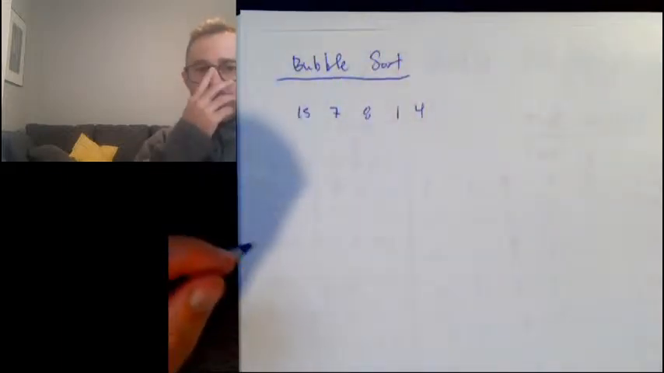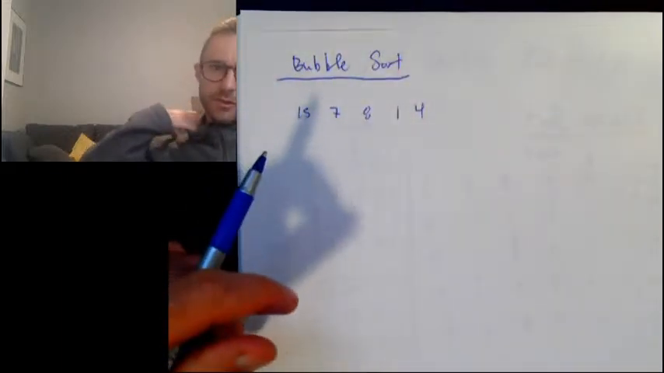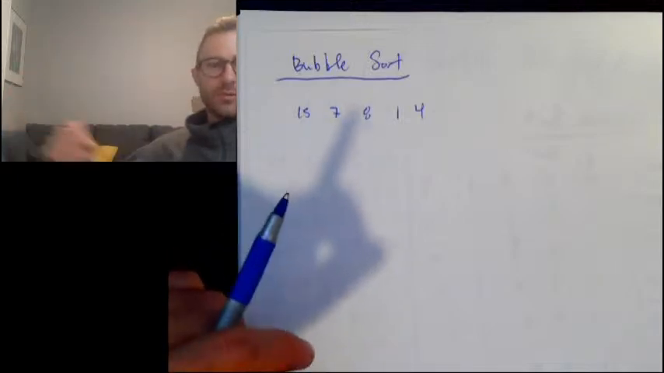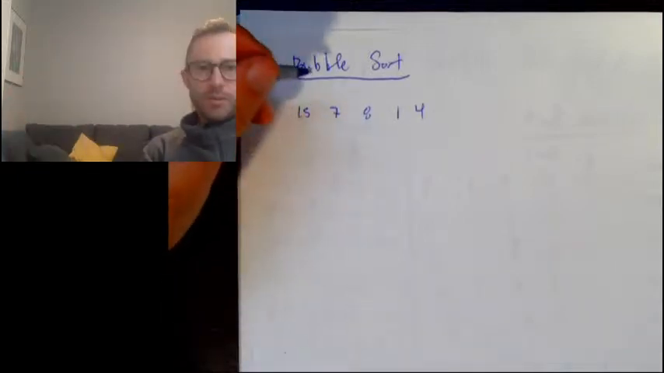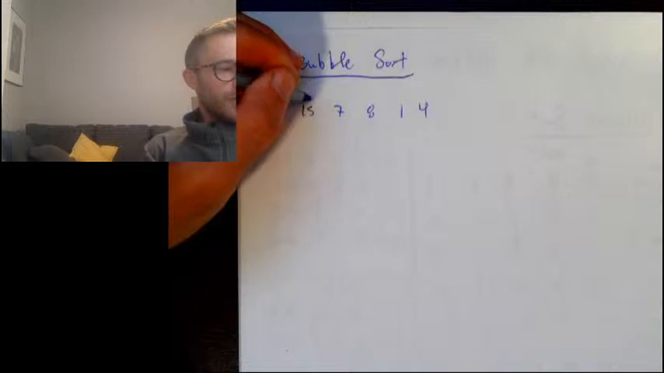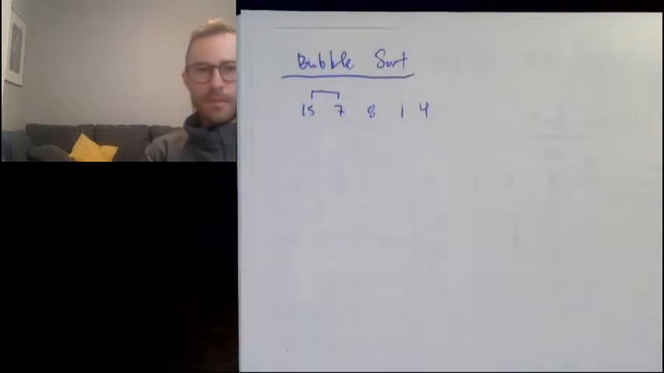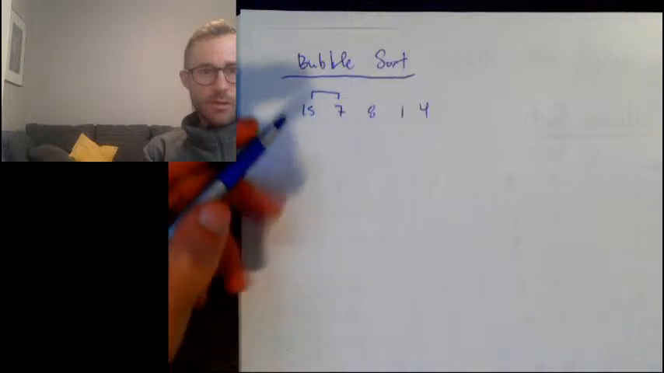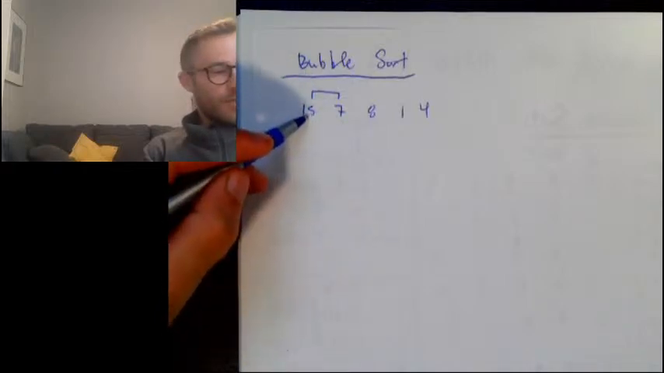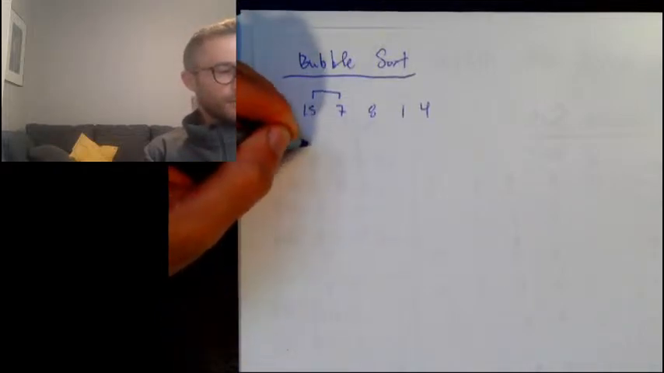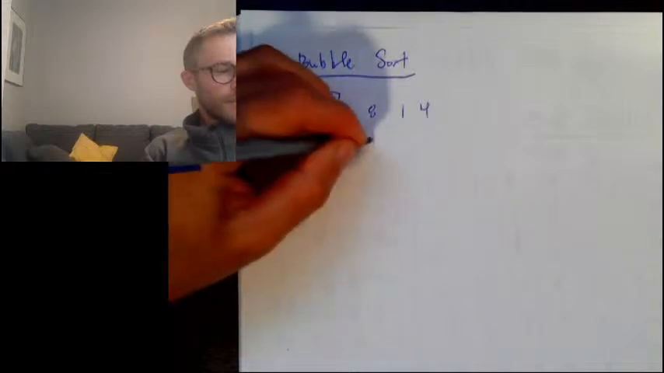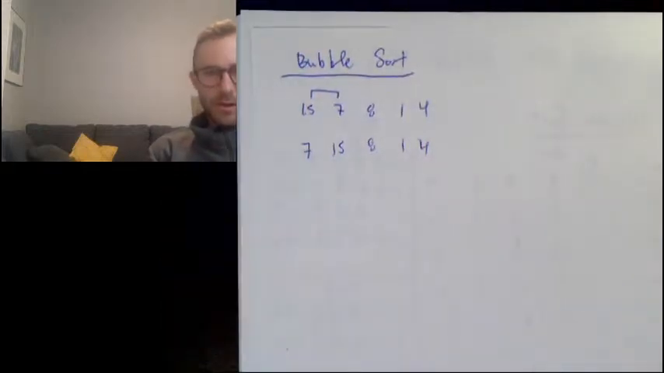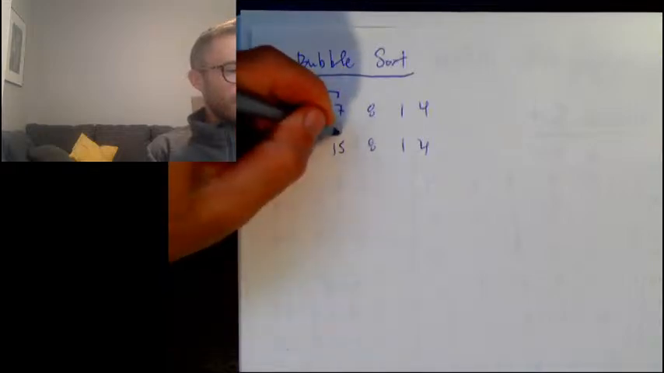Okay. So again, a lot of these sorting algorithms do passes, just repeated passes through the list. The way bubble sort works is we compare two, and we swap them if they're out of order. So I swapped 15 with 7 because 15 was greater than 7. Now I compare these two.